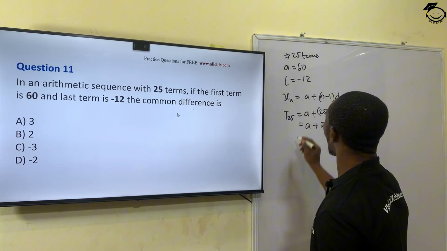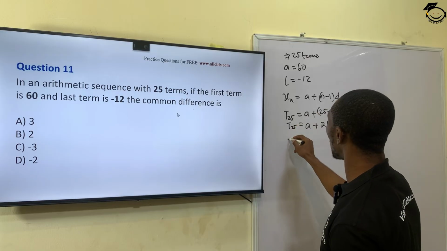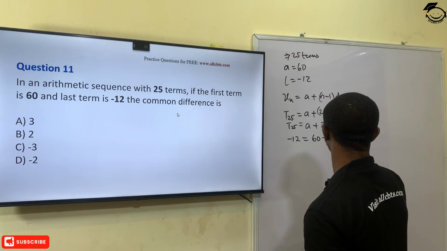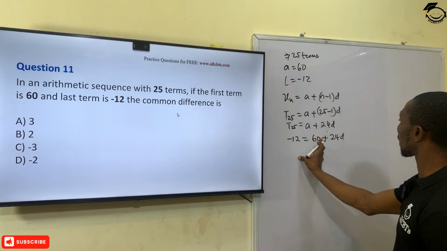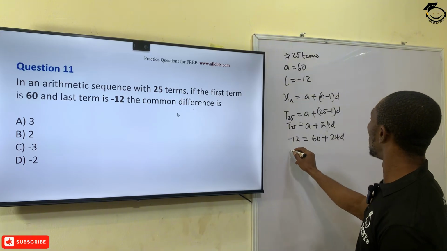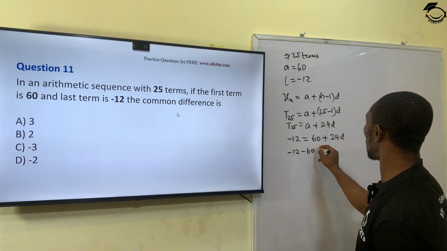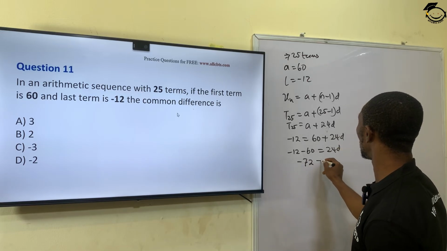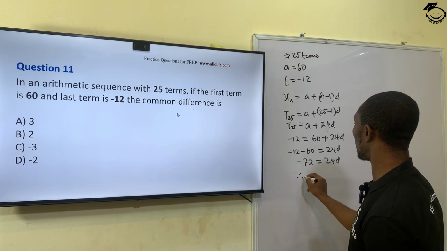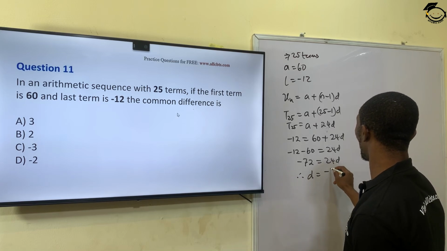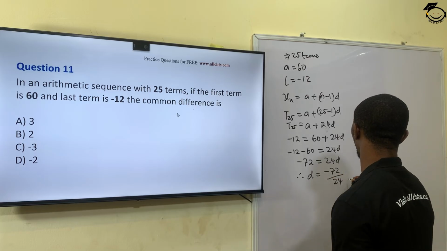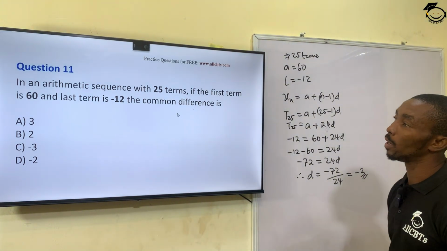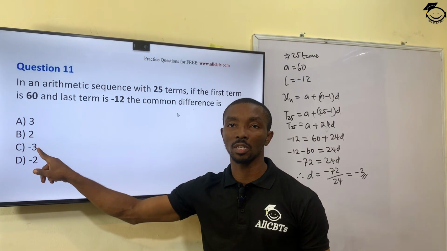Now, our last term, T25, is minus 12, which equals a, which is 60, plus 24d. Now, collecting our like terms from here, we have minus 12 minus 60 equals 24d. So this gives us minus 72 equals 24d. So therefore, d equals minus 72 over 24, which will give us minus 3. So our common difference would be minus 3, which is option C.